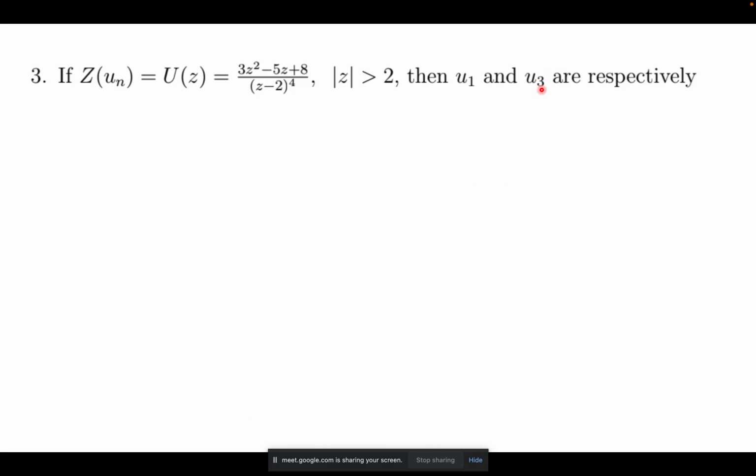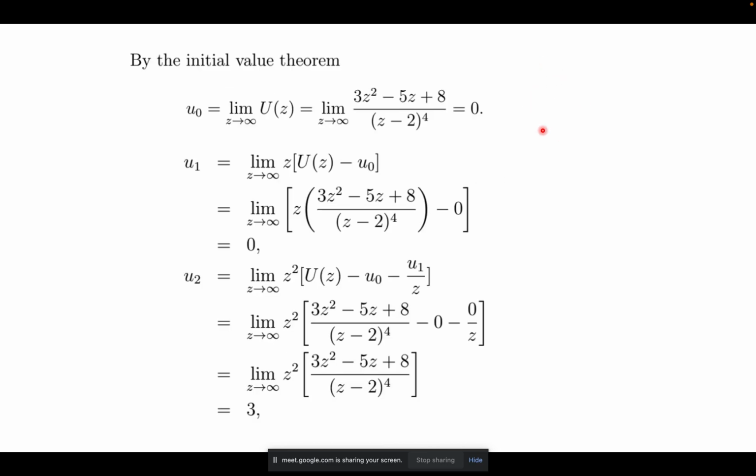Now the question is saying calculate u3. But in order to calculate u3, first you need to know the value of u2. The value of u2 can be calculated as limit z approaches infinity of z square times (U(z) minus u0 minus u1 by z). This formula is coming from the initial value theorem. So you just put the values of u0 and u1 in this equation. If I do that, I get z square times the U(z) function as it is, minus 0, because both u0 and u1 are 0, right?